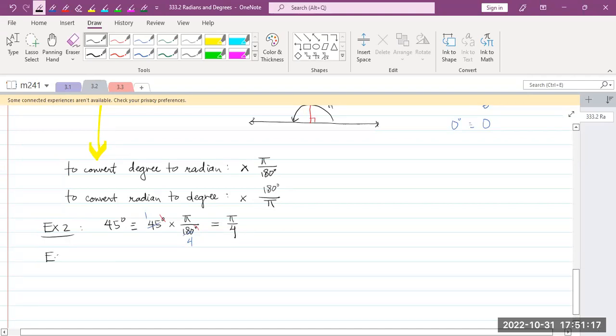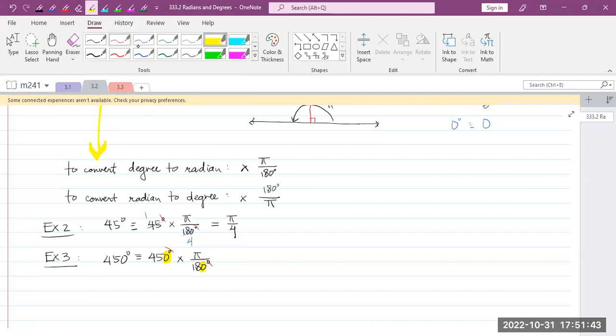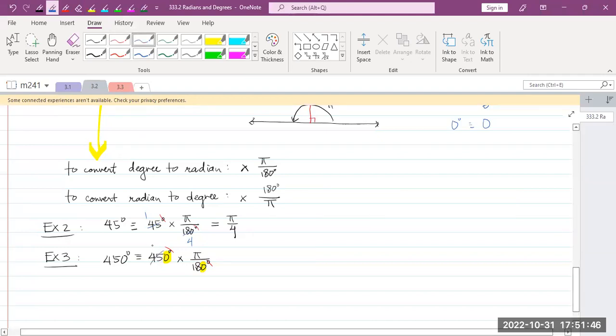Okay, example 3. How about 450 degrees? The same thing. 450 degrees times pi over 180 degrees, right? The degrees cancel. Actually, the zeros also cancel, right? 45 and 18, both of them are multiples of 9. 45 divided by 9 is 5. 18 divided by 9 is 2. So this is equal to 5 pi over 2.